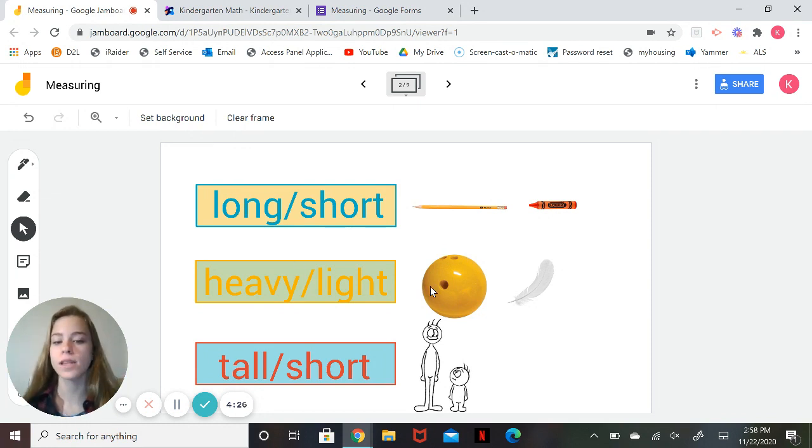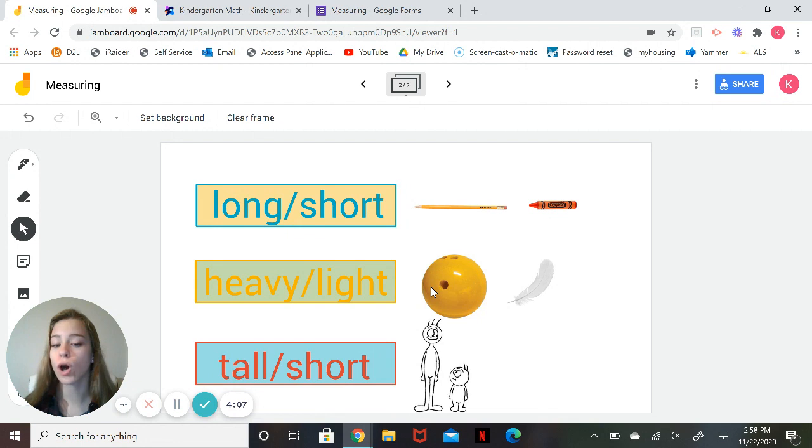And then we have heavy and light, so we think of a bowling ball and a feather. If you've ever been bowling, you know that a bowling ball is very heavy. And then we have a feather, and feathers float down really slow, so they're really light. And that's the weight of the objects, okay?